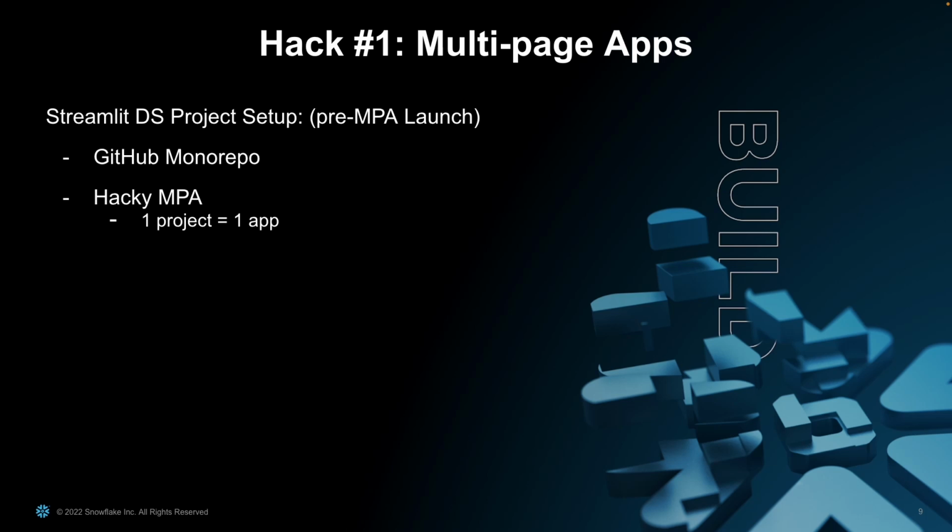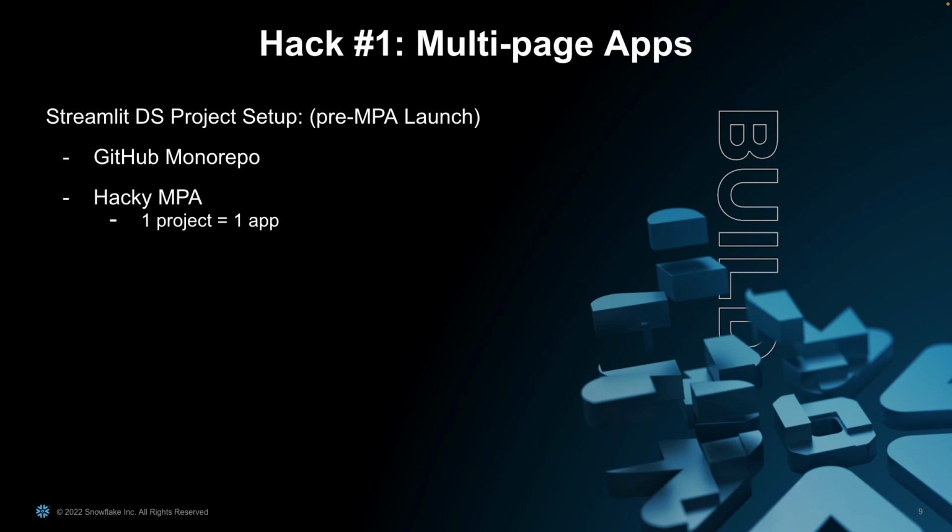So what was essentially happening before we launched multi-page apps as a feature is that we just had a sidebar with some radio buttons, and you could click on those different radio buttons, and then you would be able to essentially hack your way into a multi-page app without actually having it as a central feature.